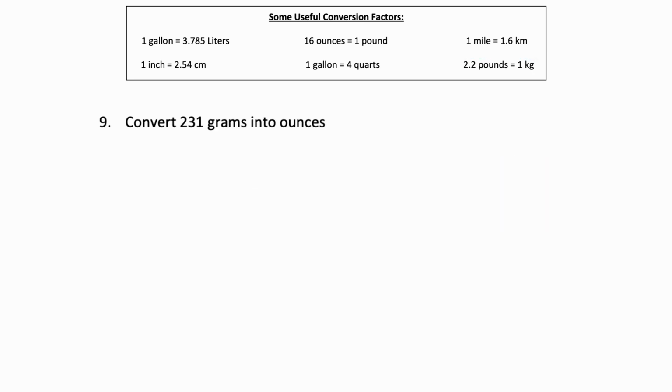All right, convert 231 grams into ounces. So I am given grams, and I am going to ounces. So I know that I have ounces here, but it takes me to pounds. And I know I can take pounds to kilograms and kilograms to grams. So these are going to be the 2 equalities that I'm going to be using for this conversion.